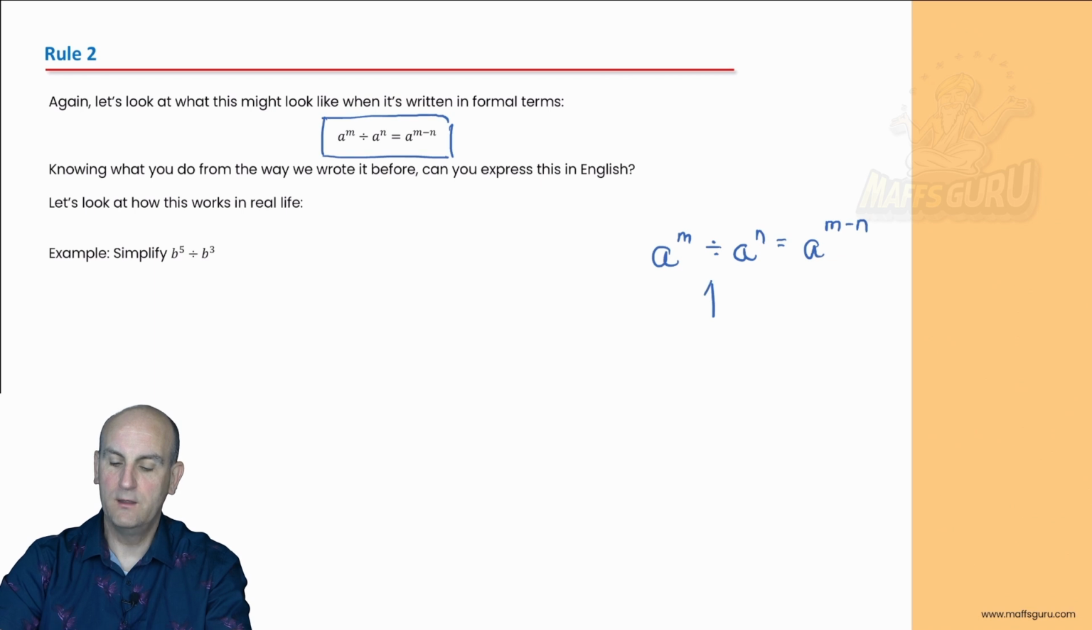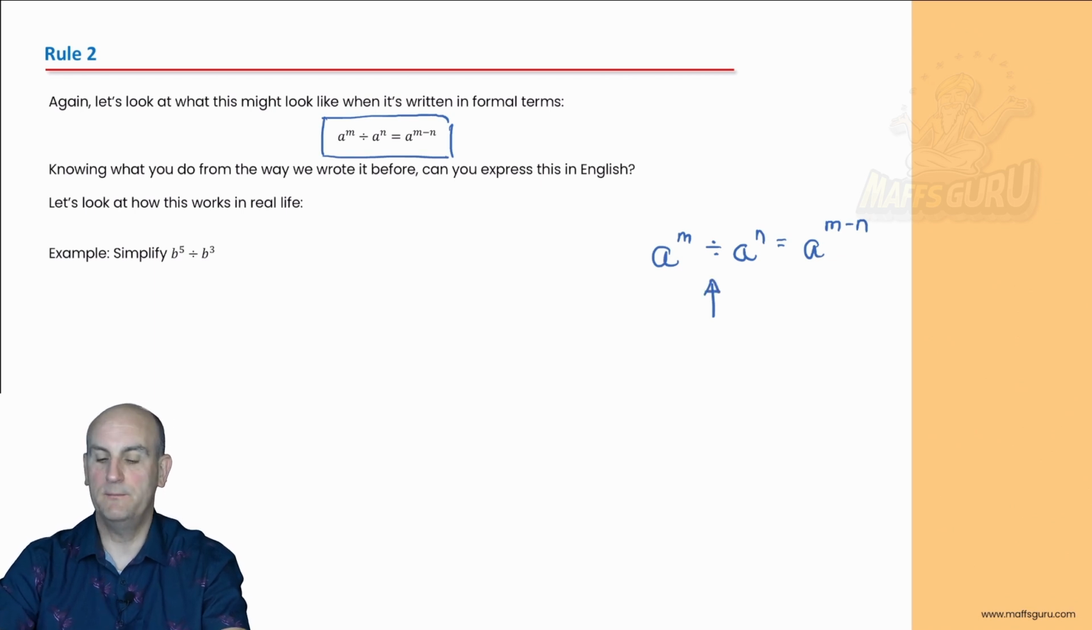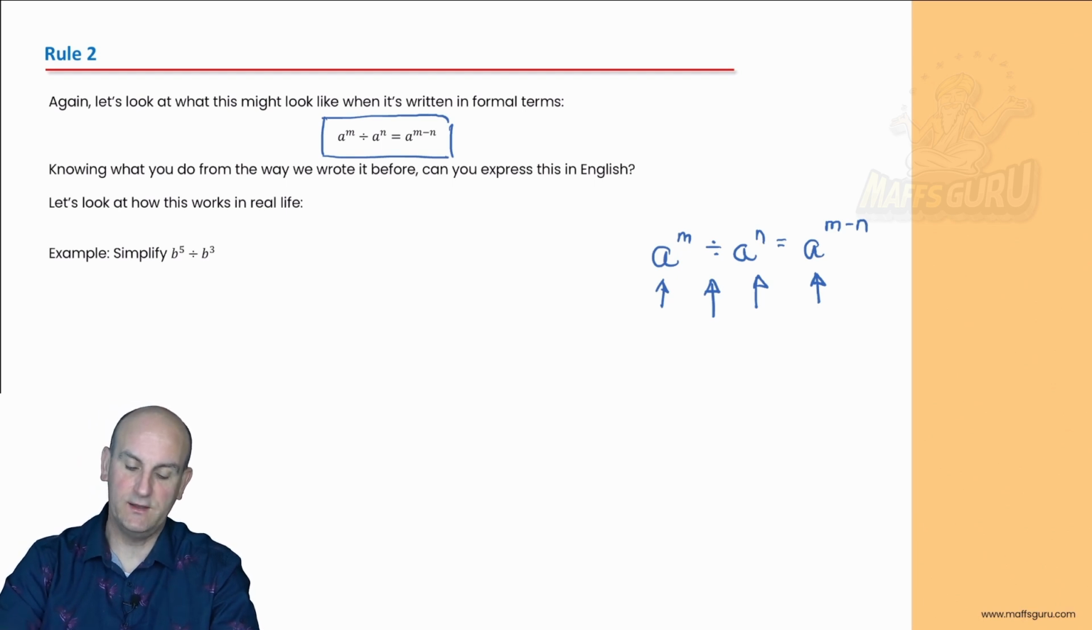Well, here we now have a divide sign. The bases are still the same, but what do we seem to be doing to the powers? Now, I'm going to show you this the long way so that you know why this is happening, and then I will show you the shortcut, as it were. So if we now have b to the power 5 divided by b to the power 3.